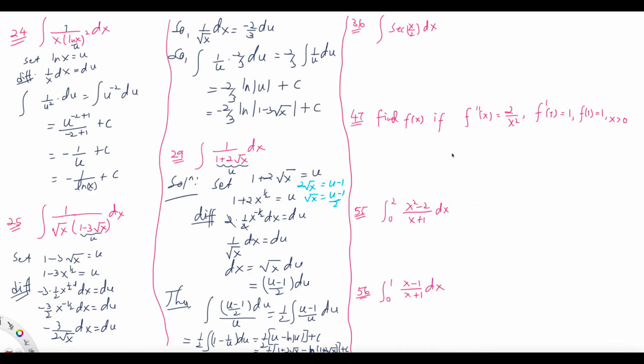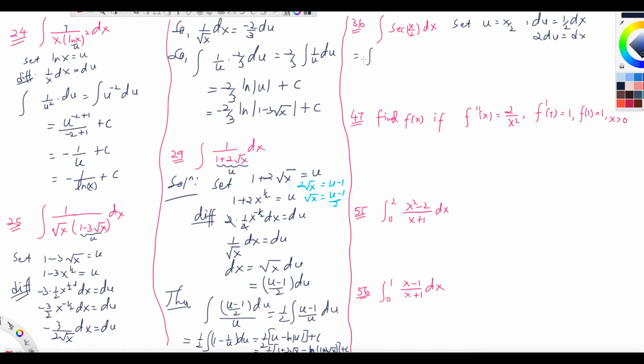It was natural log of secant x plus tangent x, right? But you have x over 2, so you need to again do the u here. Set u equals x over 2. Then what will be du? du will be 1/2 dx. So 2 du equals dx. So instead of dx, you will replace it with 2 du.